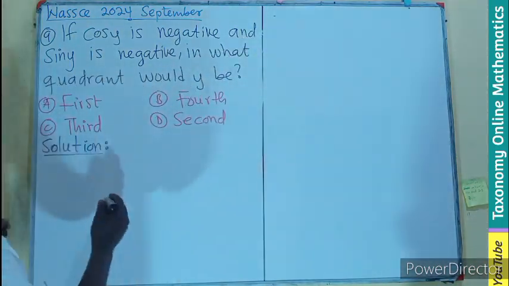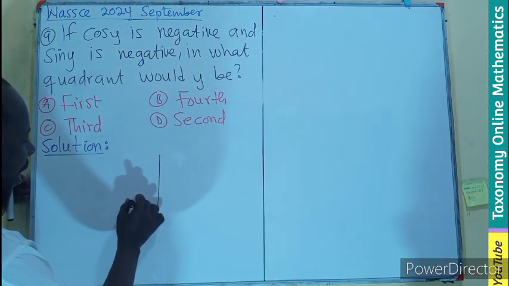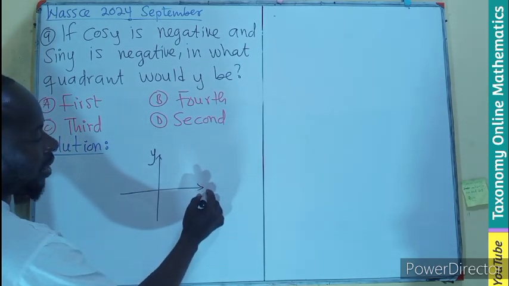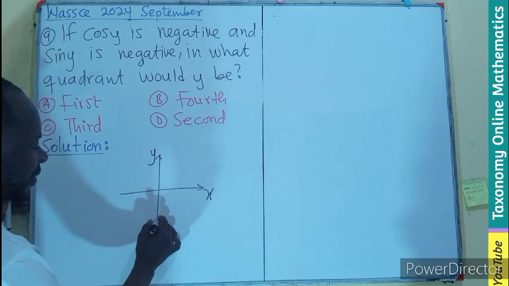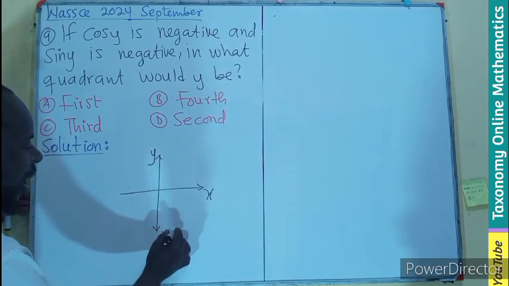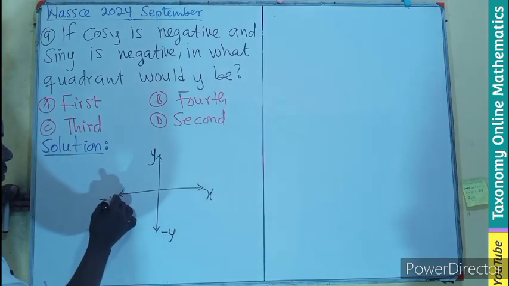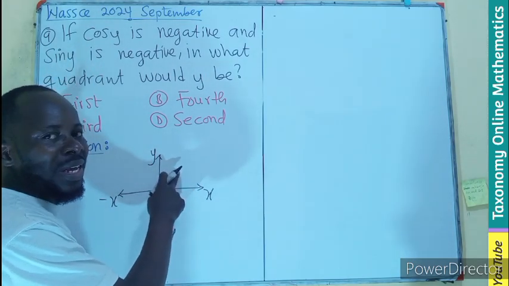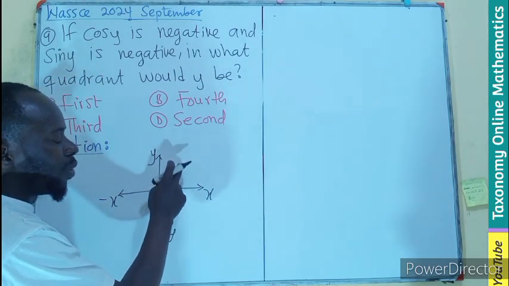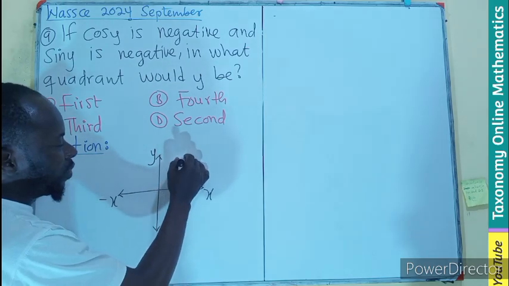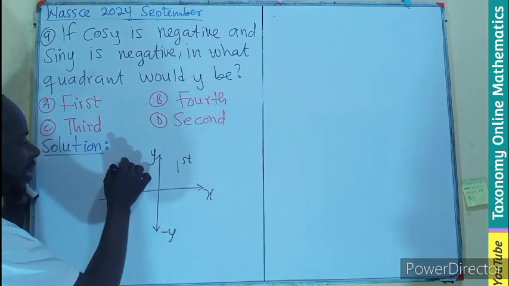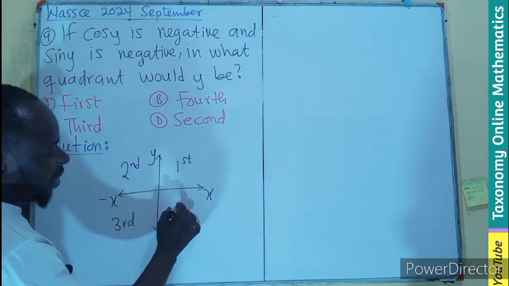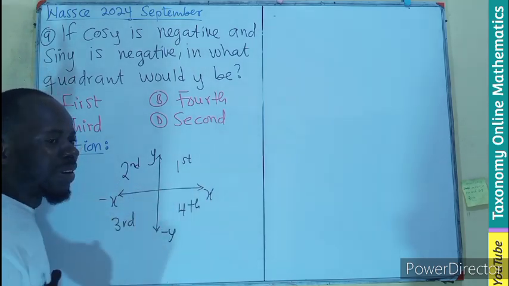What is the quadrant? When we draw our Cartesian plane, this is going to be positive y, this will be positive x, here will be negative y, and here will be negative x. Any point in this place will be in the first quadrant. So this is the first quadrant, this is the second quadrant, this is the third quadrant, and this is the fourth quadrant.